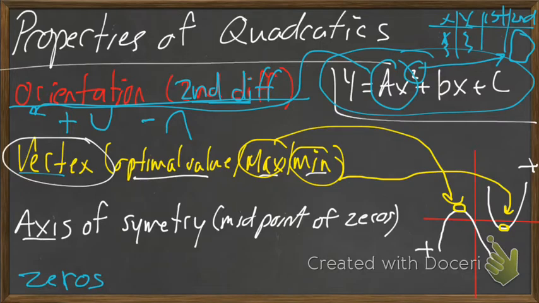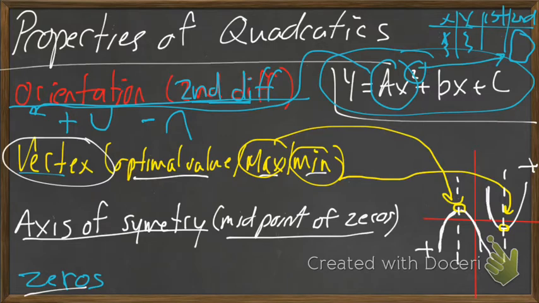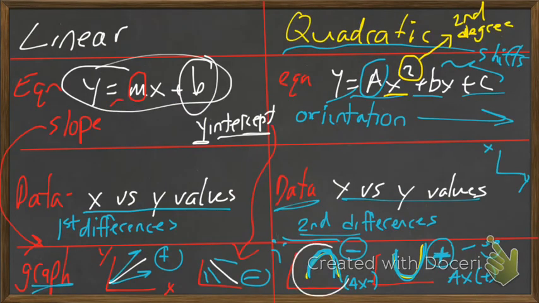The axis of symmetry, also known as the midpoint of the zeros. Zeros we'll talk about right after, but what you want to imagine is an imaginary line going right down the middle of either the max or the min. And that will create an effective sense of symmetry between the two sides, or between the 2 points on the graph.